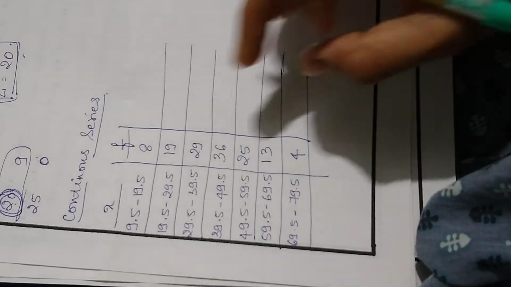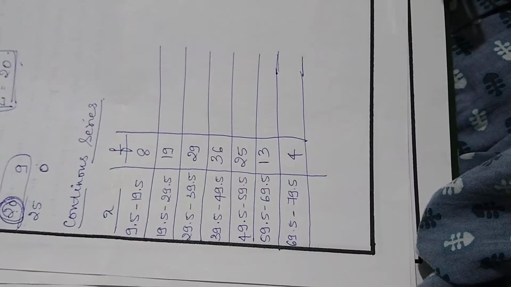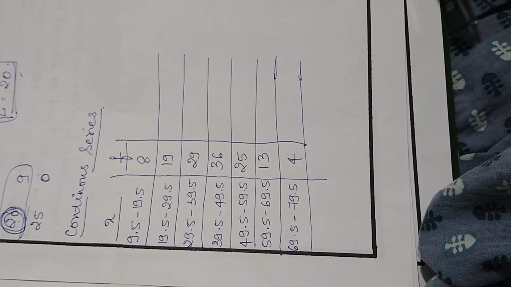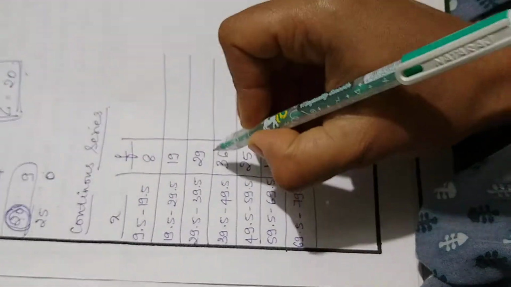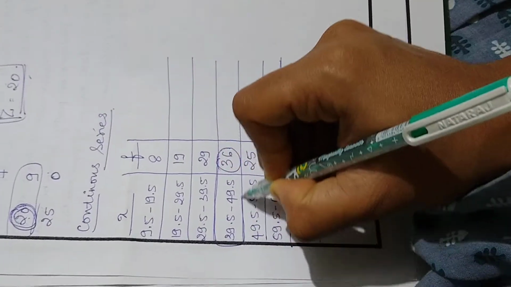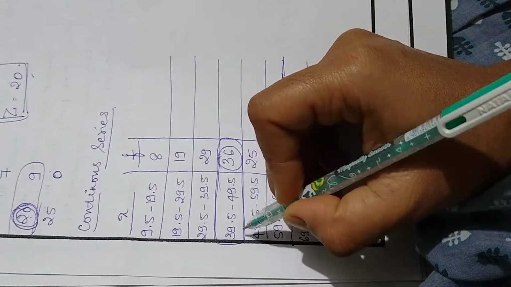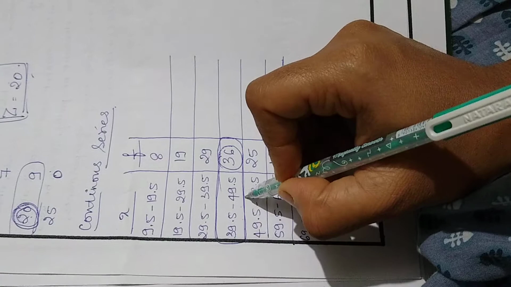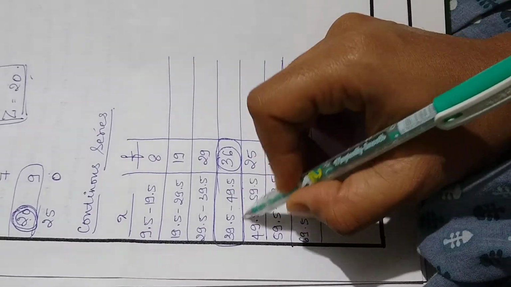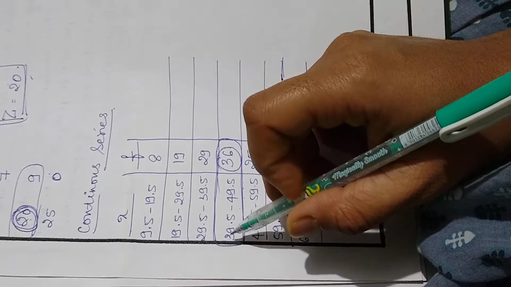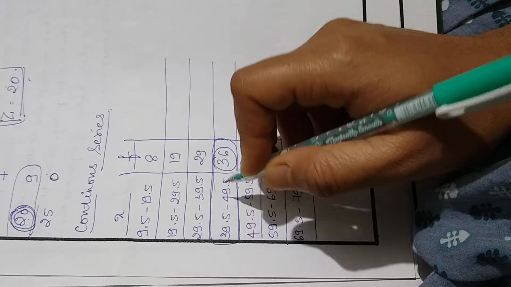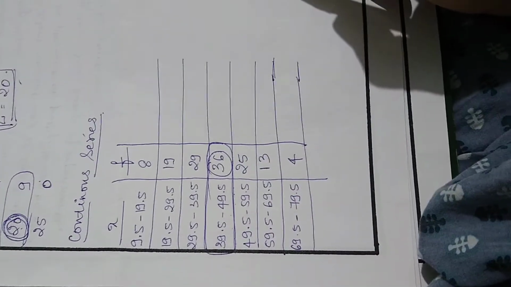Once x and f are done, what you have to do is select the highest frequency. In this particular problem, your highest frequency is 36. So the class which has the highest frequency is 39.5 to 49.5. If there were only one number, you could have just written that number. But here it is between 39.5 and 49.5, so we have to calculate what it is.